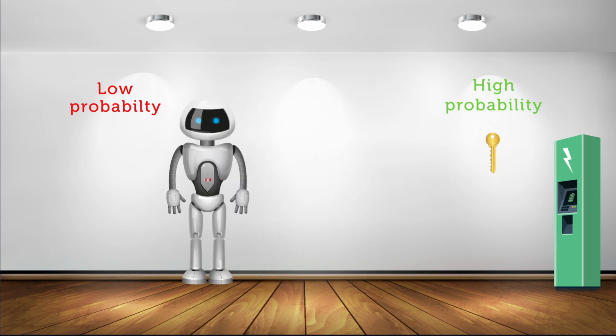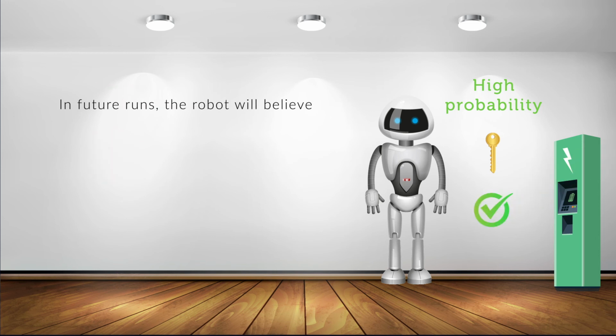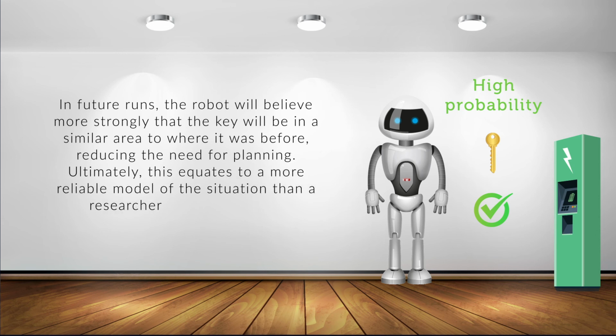Therefore, the robot learns to look around the room in order to improve its belief state, allowing it to assign higher probabilities to the key being in particular areas. In future runs, the robot will believe more strongly that the key will be in a similar area to where it was before, reducing the need for planning. Ultimately, this equates to a more reliable model of the situation than a researcher could ever build.